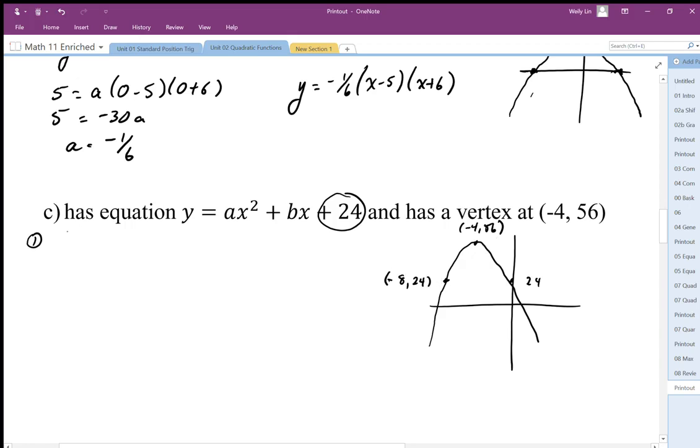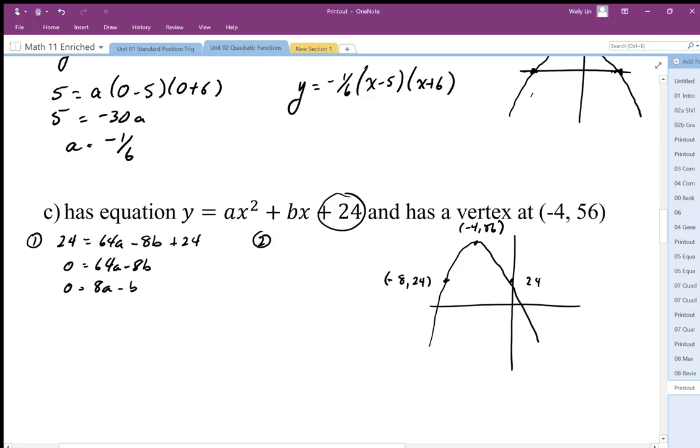So I'm just going to do equation 1. y is 24 when x is -8. So I get 64a minus 8b plus 24. Okay, so I end up with 0 equals 64a minus 8b. I'm going to simplify that: 8a minus b equals 0. Okay, so that's one equation.